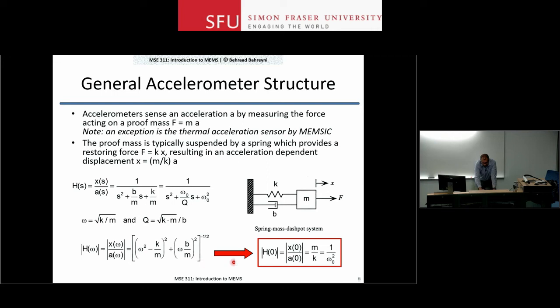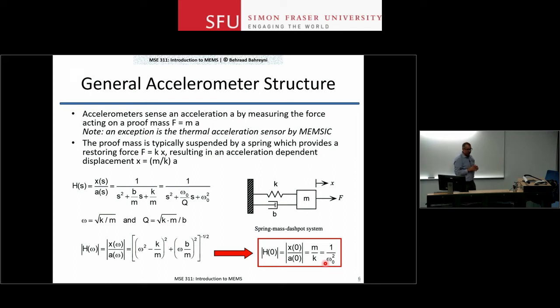And what you can see is that at DC, when the frequency is very, very small, the displacement over input acceleration is just m over k. So it's ma over k, delta x. And if you go back to your dynamics section, this is equal to 1 over omega naught squared. If you remember, the natural frequency was the square root of k over m. So right there you have a problem.